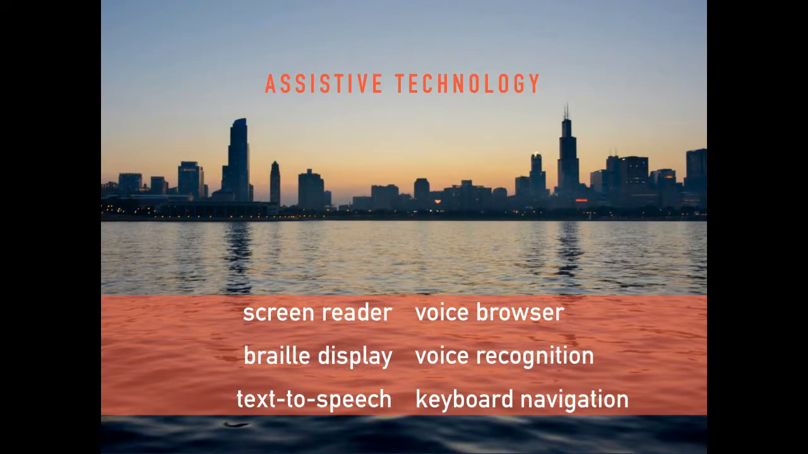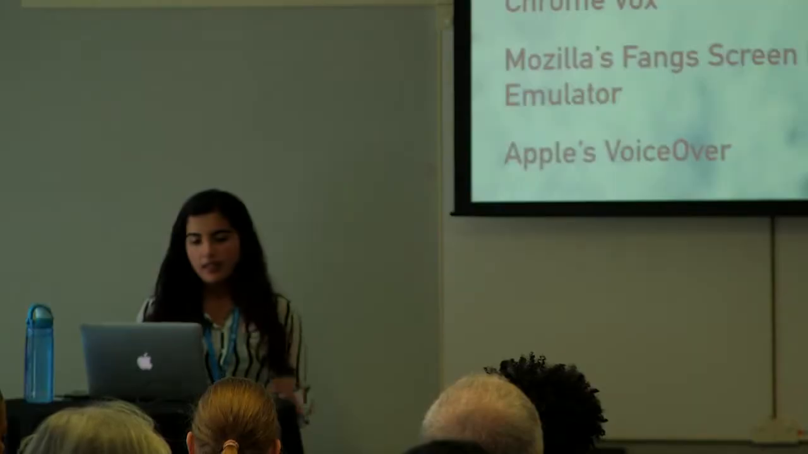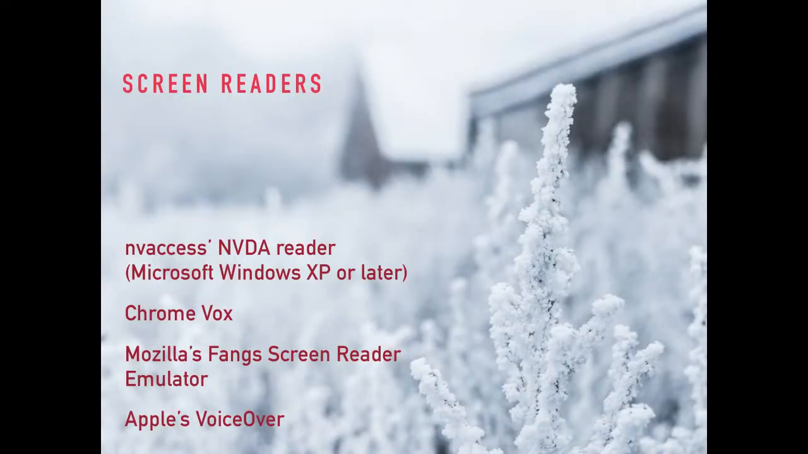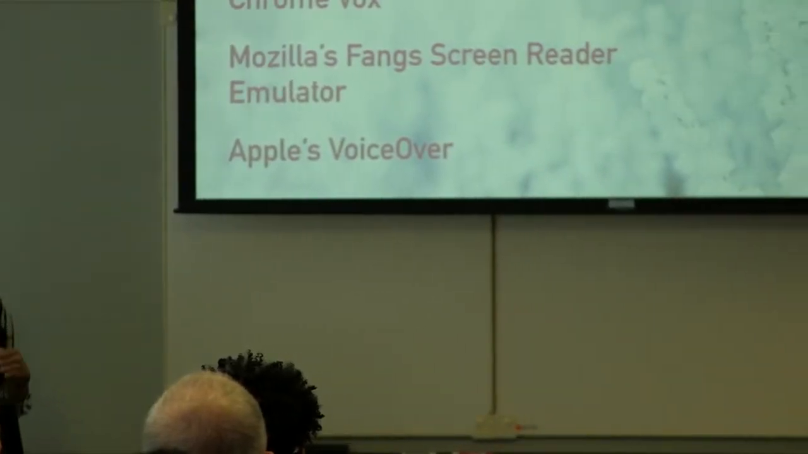So there's all sorts of different assistive technologies. Screen readers, as I just mentioned. There's also Braille display, text-to-speech, voice browsers, voice recognition, keyboard navigation. These are all different kinds of tools that people will use to access your site however they need to access your site. So, screen readers specifically. These are some of the most common screen readers. I would recommend checking out one of them, all of them, any of them, because you will get a much better understanding of what I'm talking about just by experiencing it.